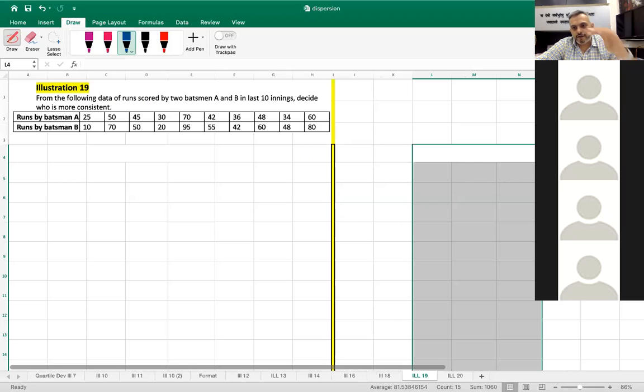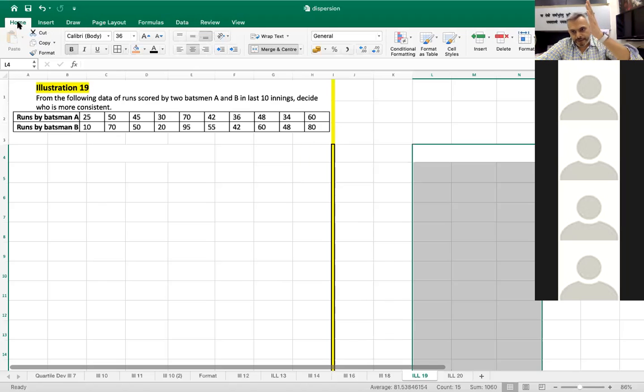So here, as you see, the question says who is more consistent, which means we have to use the formula coefficient of variation. Now, when we use this formula for two batsmen, we have to individually find the mean and standard deviation for both of the data. Mark this sum, very important for your exam. So first you write the question. Divide the page into two parts. The left you use for A and right you use for B.